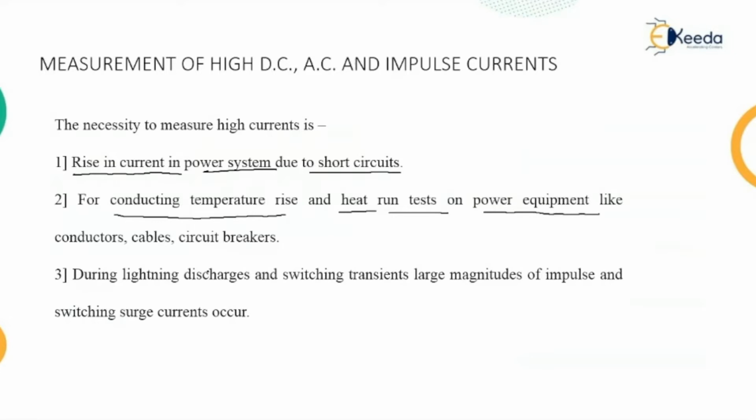There is also lightning discharge, which is an external cause, or even the switching transients, which occur in large magnitudes, maybe of impulse or switching currents. These large magnitudes of currents are to be measured again, so that the equipment which comes in contact with them has the withstandability for these high currents. Therefore, there is a need to measure these currents.